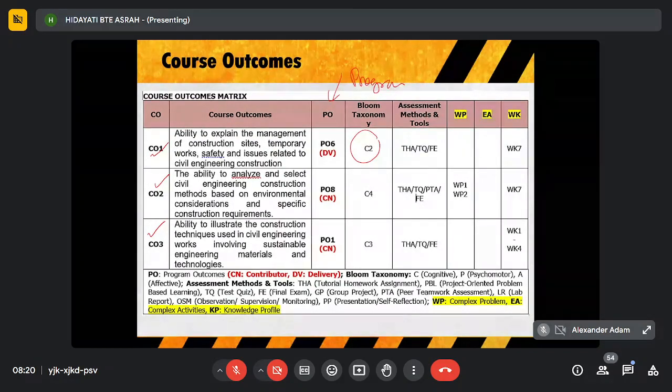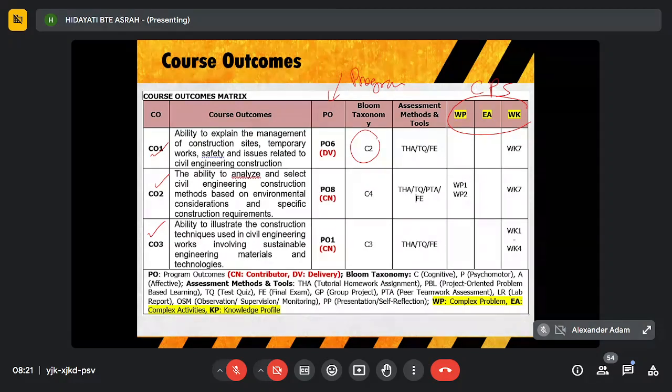And then we also have this WP. If you see the last 3 columns, that is actually CPS, complex problem solving: WP, EA, and WK. They are requirements by the Engineering Accreditation Council, EAC, because our program is accredited by EAC. So it will address the complex engineering problem, which is WP. EA is complex engineering activities, and WK is the knowledge profile.